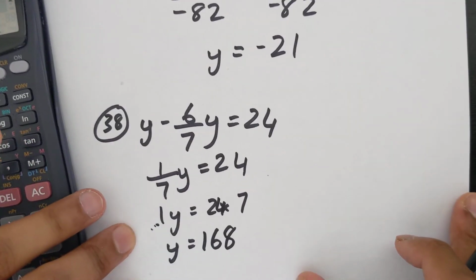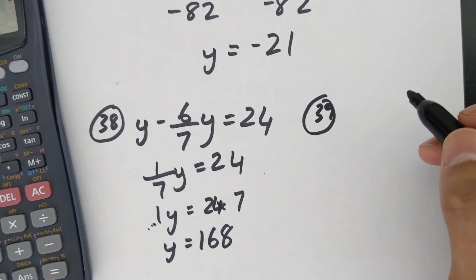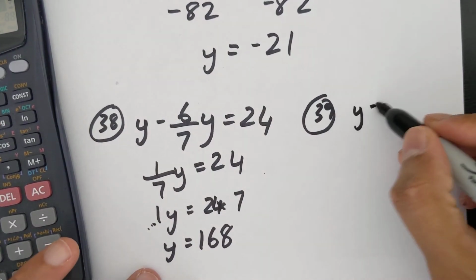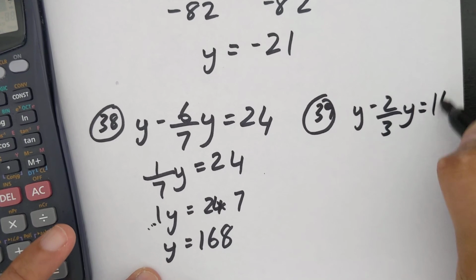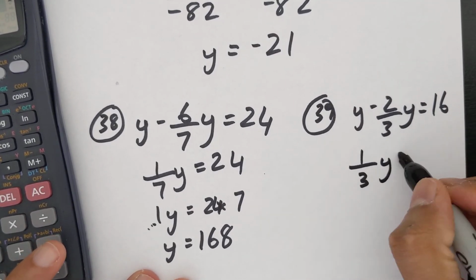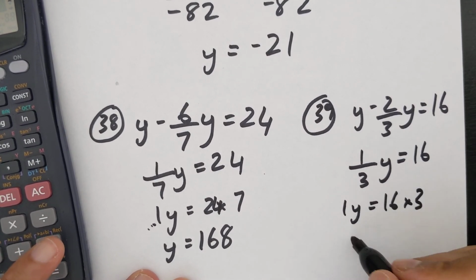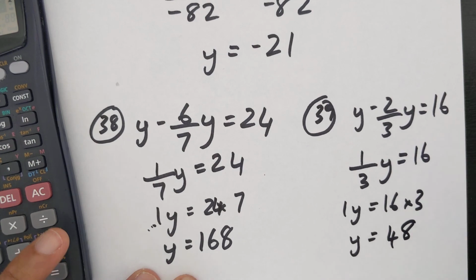Okay, and same thing in number 39. I have y minus 2 over 3y equals 16. Now start by subtracting these two. I'll get 1 over 3y equals 16. 1y equals 16 times 3. Y equals 48.